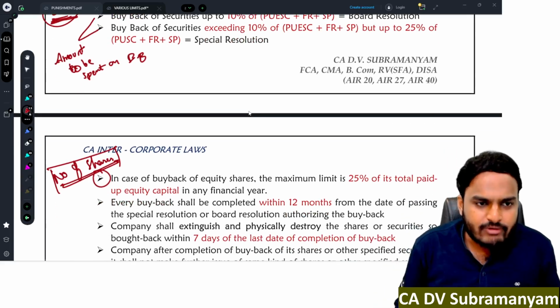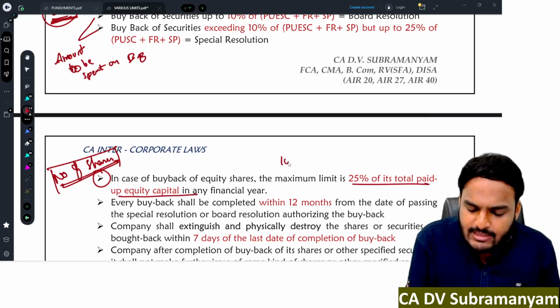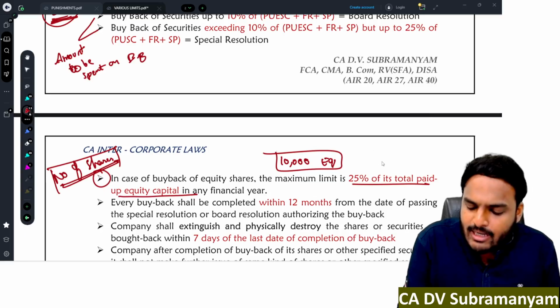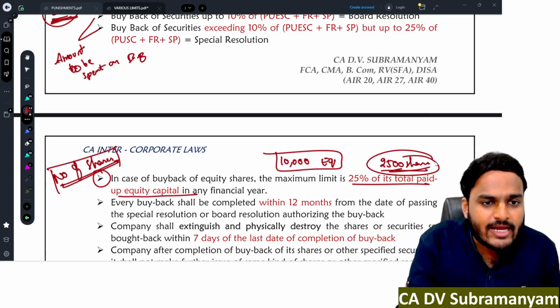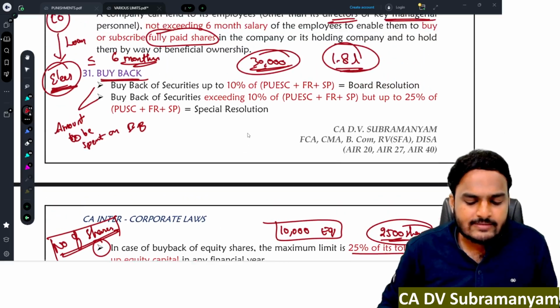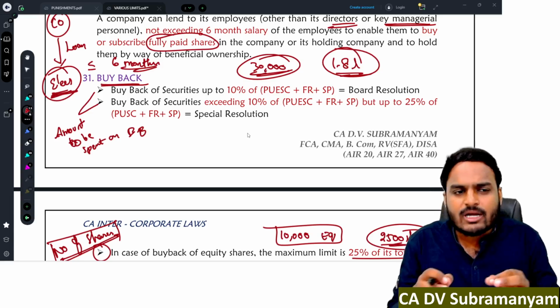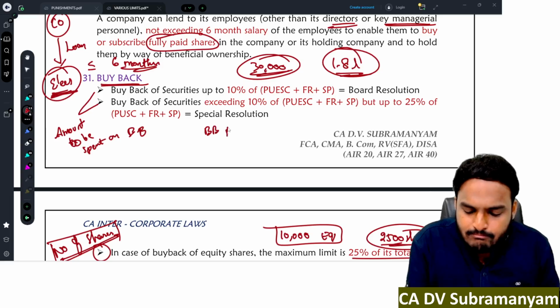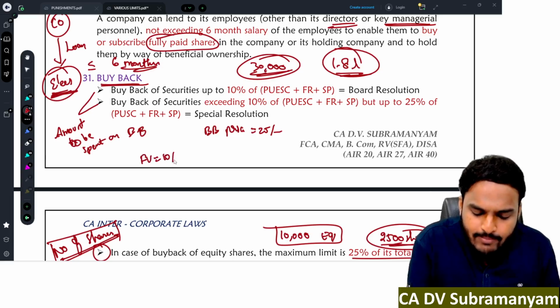In case of buyback of equity shares, the maximum limit is 25% of total paid up equity share capital. Suppose a company is having 10,000 equity shares. A company can make buyback up to 25%, that means 2,500 shares. In a financial year, it can make buyback up to 2,500 shares. Here the limit is on the number of shares. Coming to the first 2 points, the amount to be spent on buyback. Suppose, for making buyback of these shares, the company announced a buyback price of 25 rupees. Face value is 10 rupees, buyback price is 25 rupees.